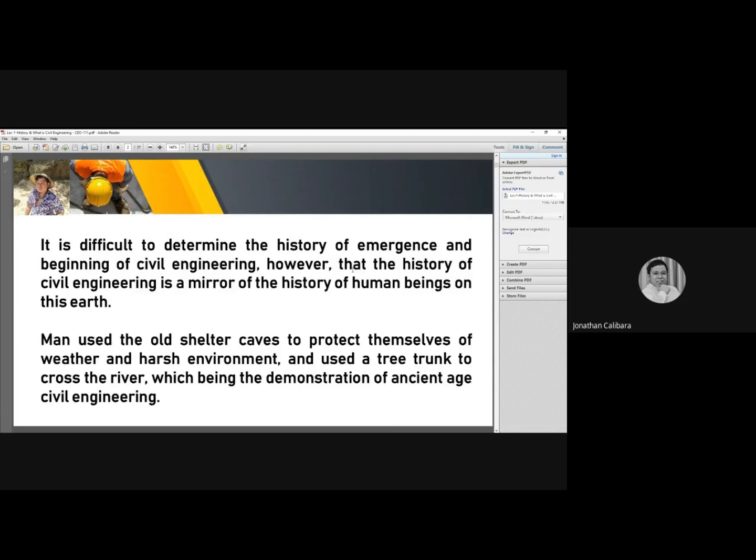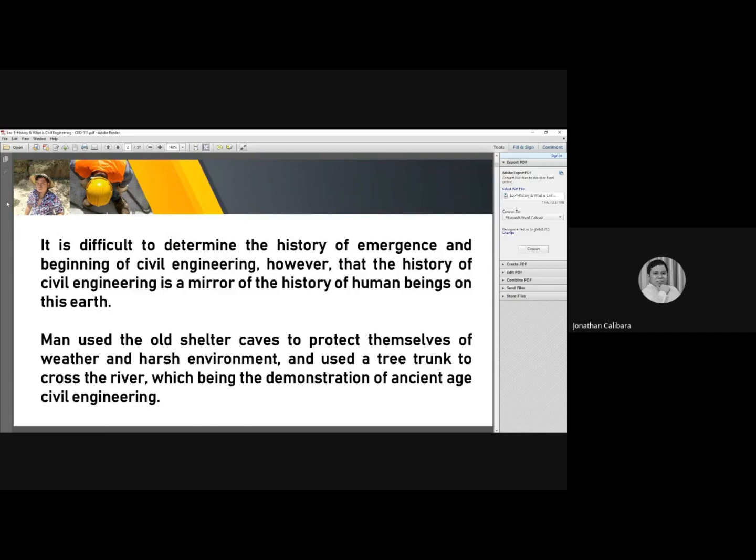In our first slide, it states that it is difficult to determine the history of emergence and beginning of civil engineering. However, the history of civil engineering is a mirror of the history of human beings on this earth. So it simply says, class, that what we have today, especially the technology and the infrastructures or the structures that are very visible, this is the effect of how engineering or civil engineering evolved.